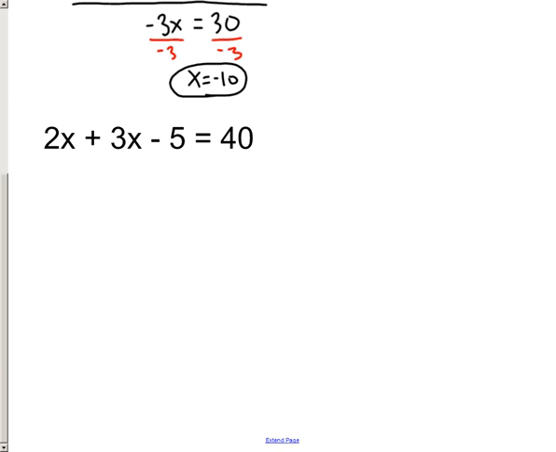Let's scoot this one down just a little bit. So on this equation, this is the last one that we'll do. Which side has the variable? Well, it's the left side. And if you look, these two are like terms. They both have x's. So 2x plus 3x is 5x. Everything else we've not had to do anything with.